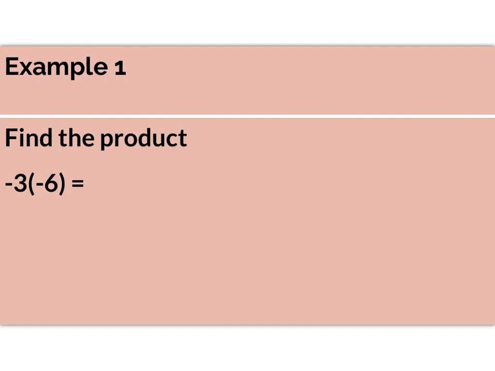Okay, so I'm going to do some simple single-digit multiplication here. So, first thing I'm going to do is start by counting the negatives. I have 1, 2 negatives, so I know I'm going to get a positive product. And on the side, we know that this is going to be positive.